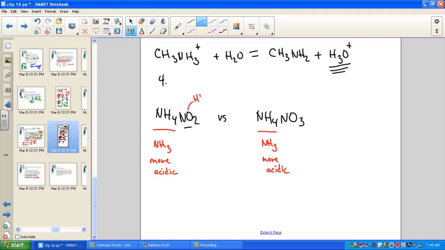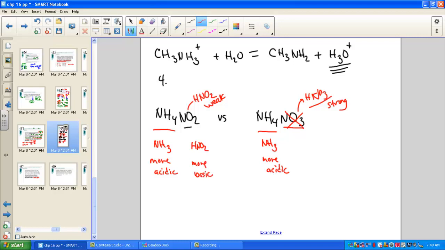NO2 has a parent acid, HNO2. NO3 has a parent acid, HNO3. This is strong, no effect. So the only thing happening with this salt is that it's becoming more acidic. HNO2 is not one of the 7 strong, therefore it's weak. HNO2 makes the solution more basic.